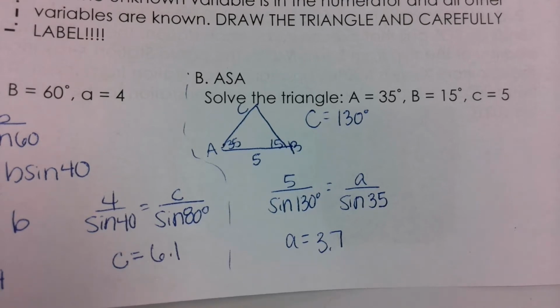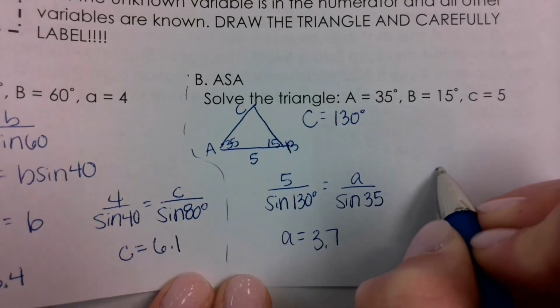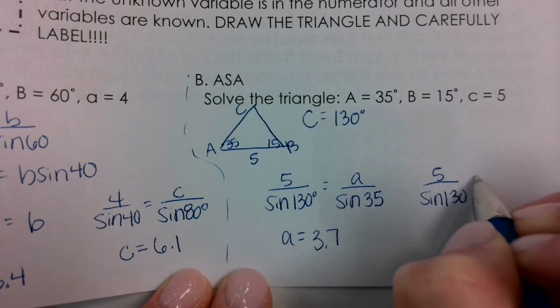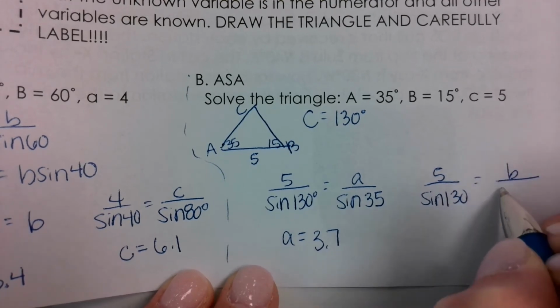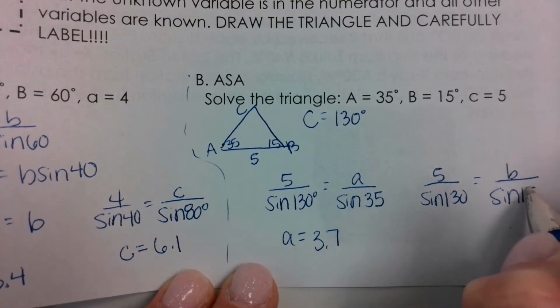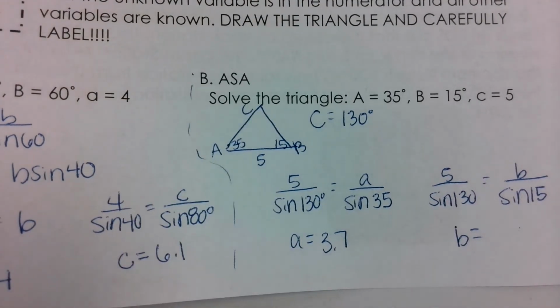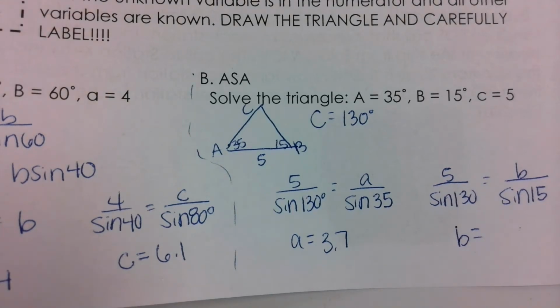Alright, so we'll do the same thing to try to find side B. So we'll say 5 over sine of 130 equals little b over sine of 15 this time. And then cross multiply, solve for b. And what do we end up getting there? 1.7.